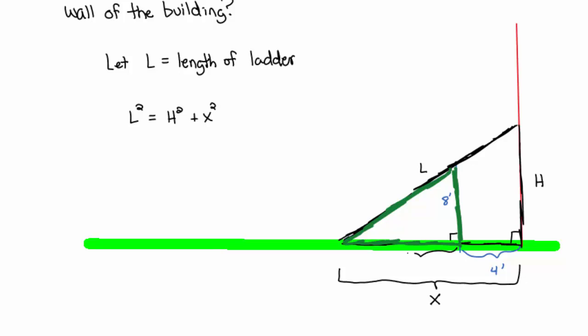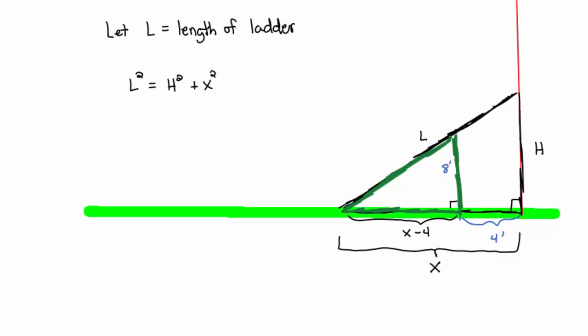Now, one thing I should mention here is this side length, well, it's almost the entire length x, but we've already taken 4 of it away, so it's x minus 4. Using similarity of triangles, I can tell you that x minus 4 is to side length 8, as x is to side length h.